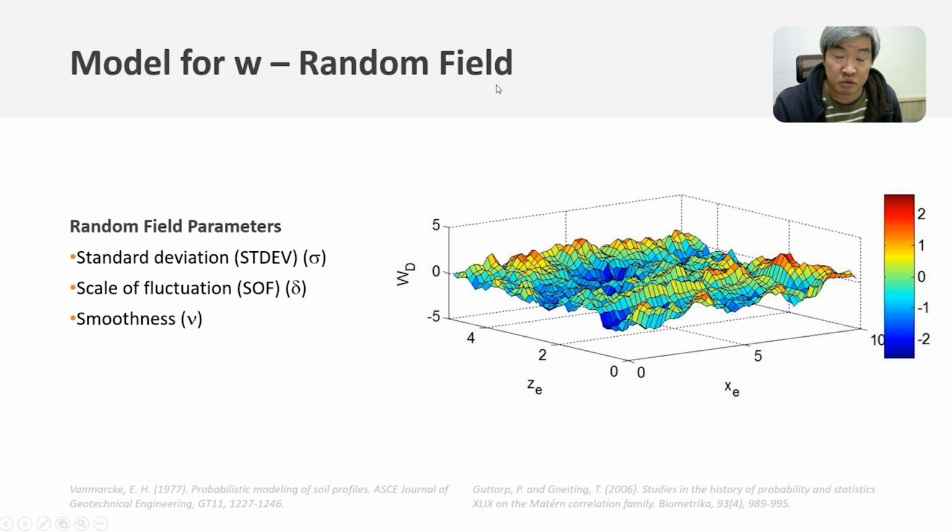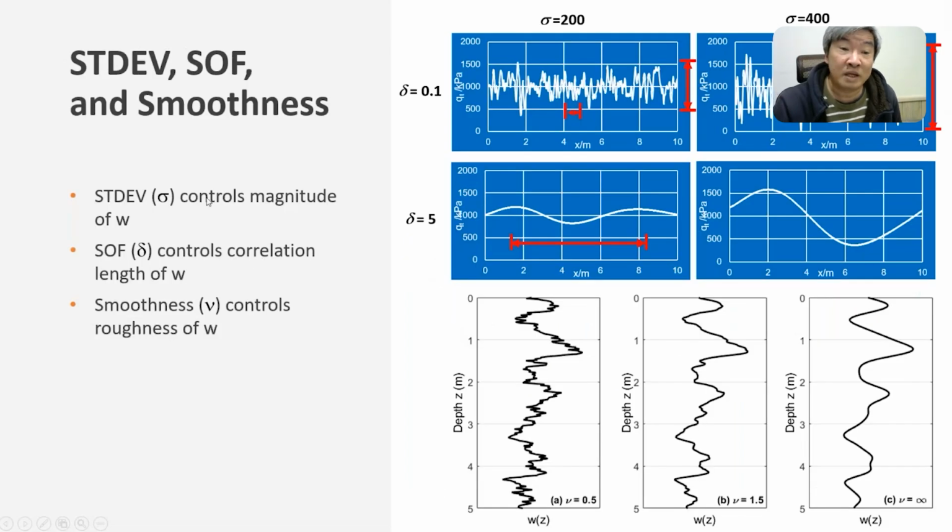We use the random field model. For the random field model, it has 3 types of parameters. The first type is called the standard deviation of the spatial variability. The second type is called the scale fluctuation. Some people call this correlation length. The third type of parameter is called smoothness. And what do they mean? The standard deviation of W controls the magnitude of W.